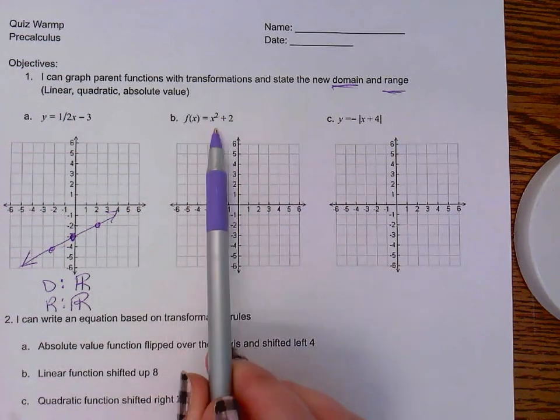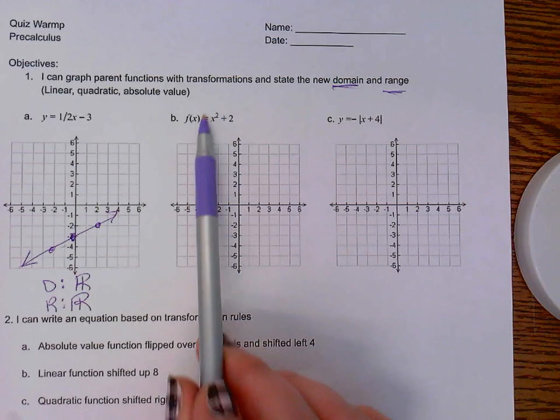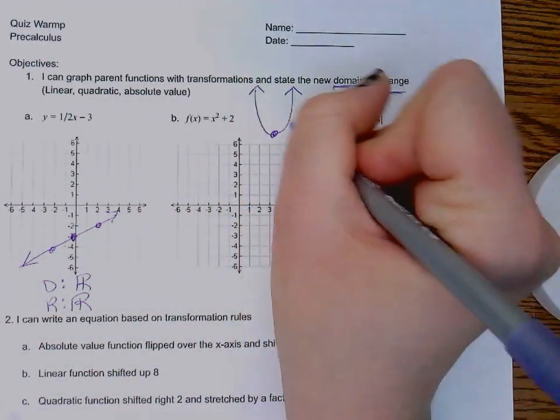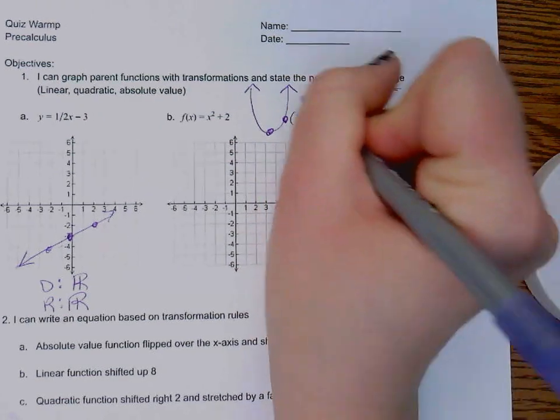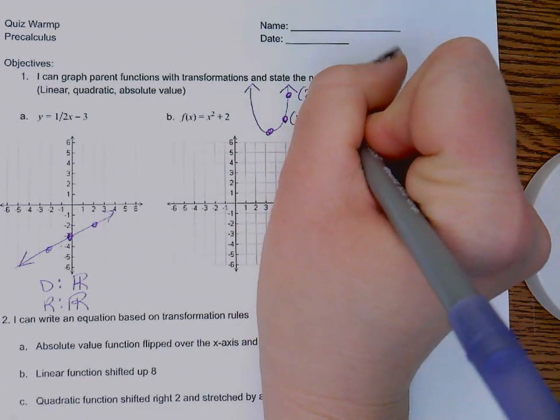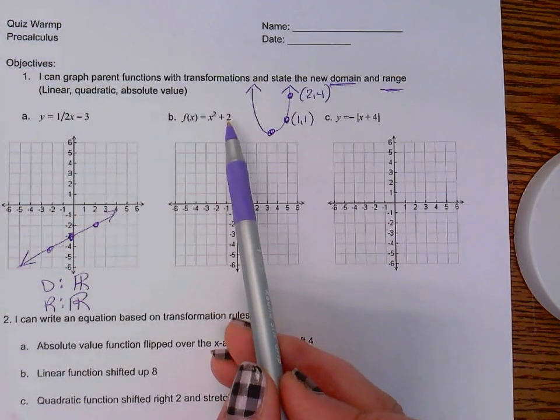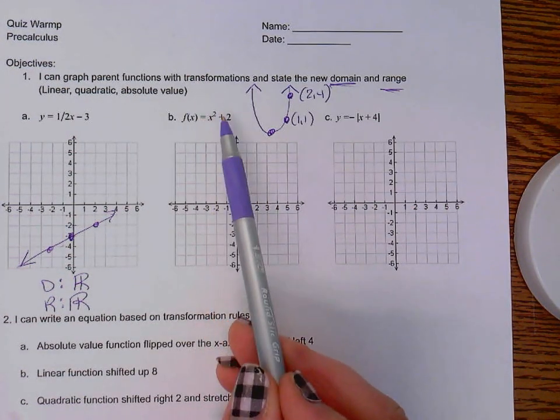B, so this is a quadratic function. So first you need to know what a quadratic function's key points are. From the vertex at 0, 0, the key points are 1, 1, and 2, 4, and if you want to be fancy, 3, 9. This is just shifting the whole quadratic up 2 units.